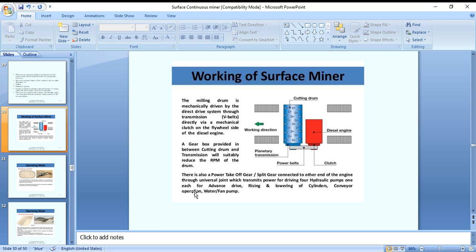There is also a power take-off gear, a split gear, connected to the other end of the engine through a universal joint, which transmits the power for driving four hydraulic pumps: one each for advance drive, rising or lowering of the cylinder, conveyor operation, and water or fan pumps. So this is also important for the cooling of the engine. There is an idler mechanism for drives also there. So many other subsystems are also provided in the engine itself.